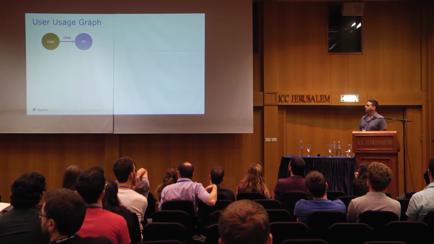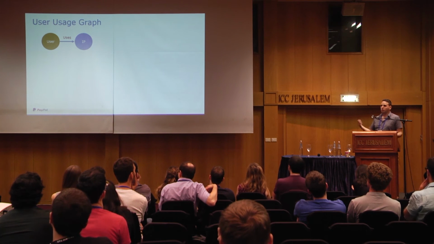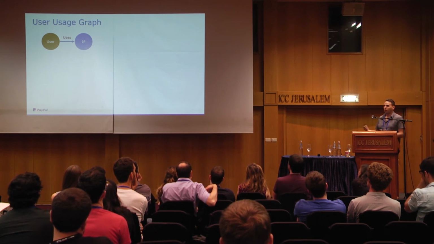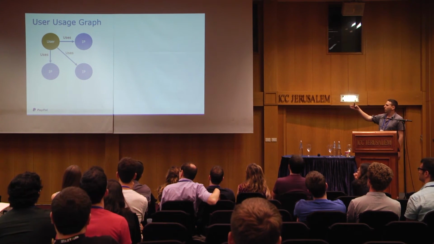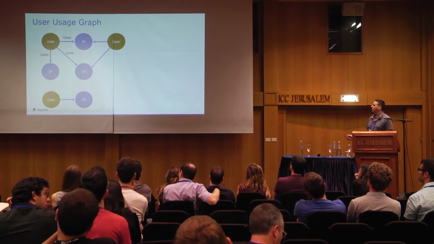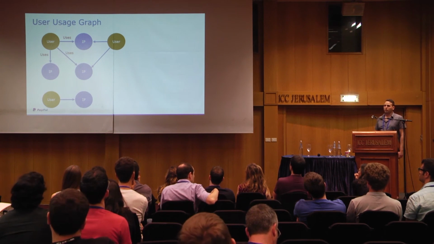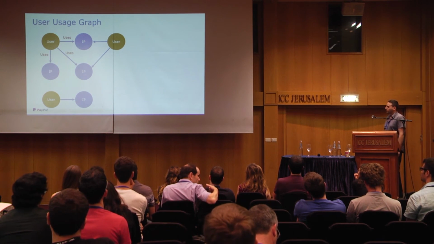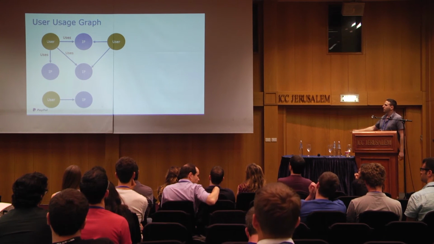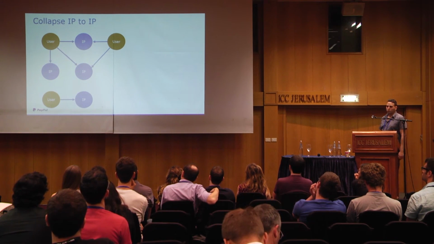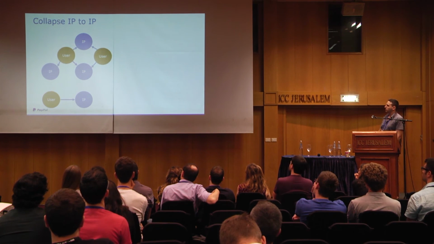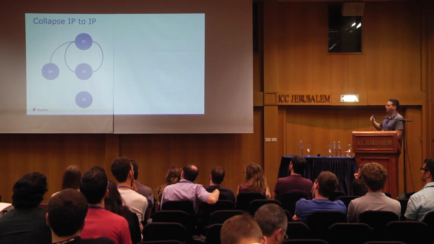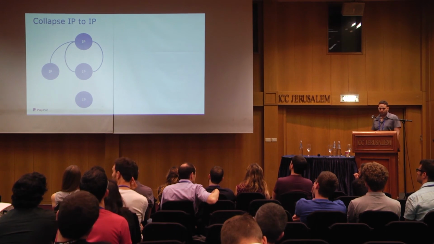In addition, a user might have different frequencies for using a certain IP. So in our case, this user uses 3 IPs, and 2 of them are shared by another user. So this is the usage graph. And then we want to collapse and build an IP-to-IP network. So we draw an edge between each pair of IPs that is connected by a user.